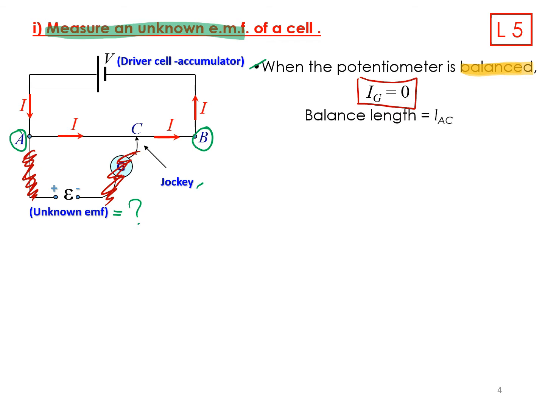And we will have the balance length. So what is the balance length? That one is the length of wire A to C, A to C right here. So this is our balance length LAC. Why is this in balance? Because you already set your jockey contact at this point and no current flows across your galvanometer. So that's why this is the balance length.